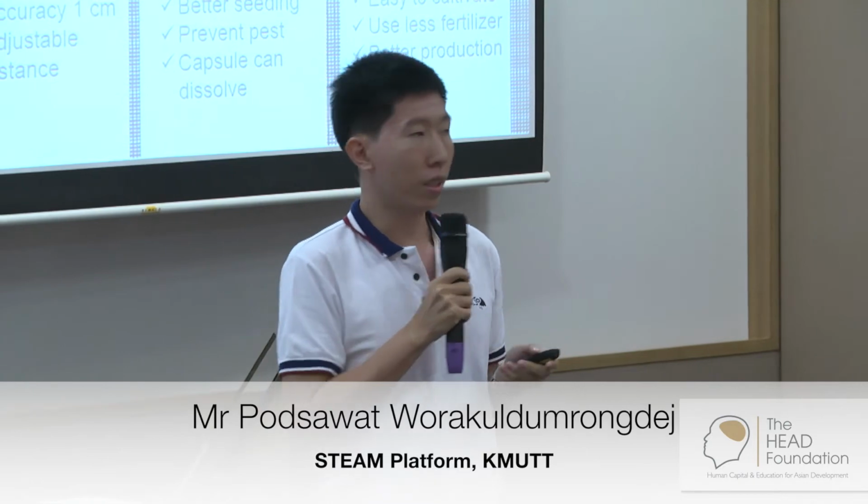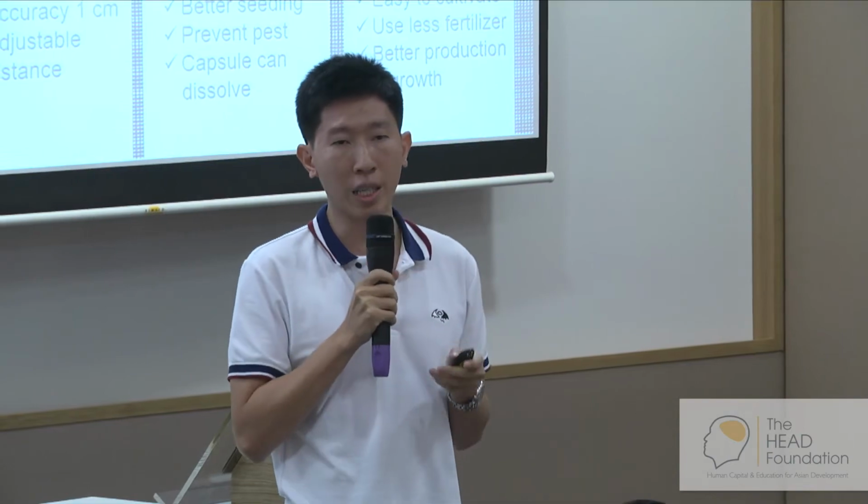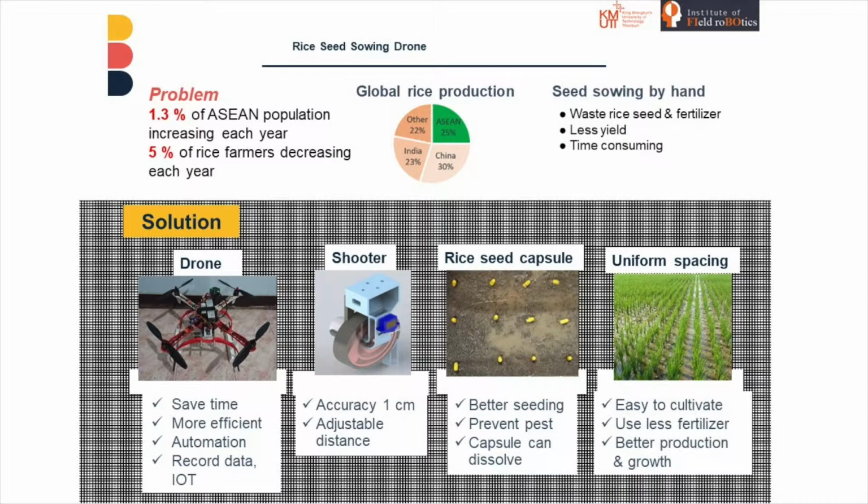The problem is food shortage is a serious problem facing the world now. Population is increasing, but rice farmers are decreasing, so it means that people need more rice. In many areas in the ASEAN region, farmers sow seeds by hand. The problem is they waste rice, and when the rice grows, it wastes more fertilizer. And then there is less yield and it is time consuming.